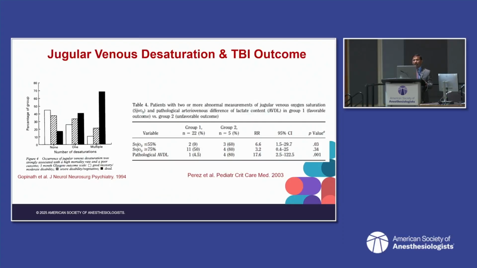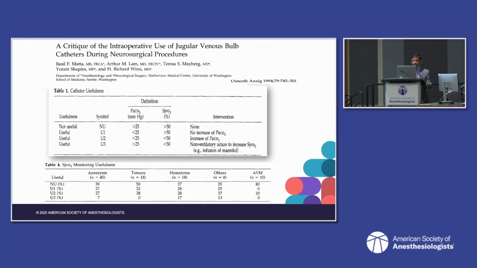This is again an old study, but it basically demonstrated that in patients with traumatic brain injury, a jugular venous saturation of less than 55% is associated with worse outcomes. And so there might be an opportunity to optimize the physiology and cerebral perfusion in these patients.